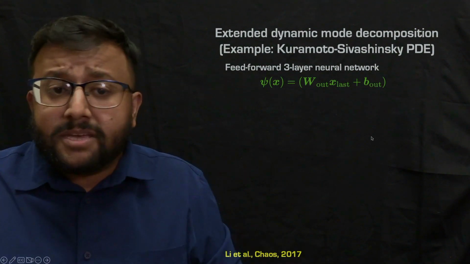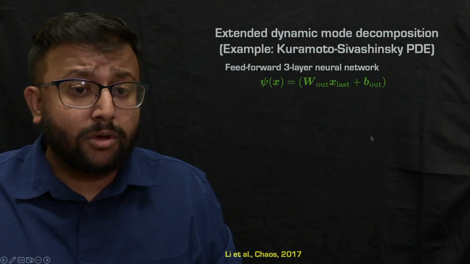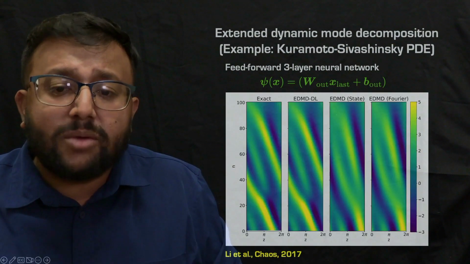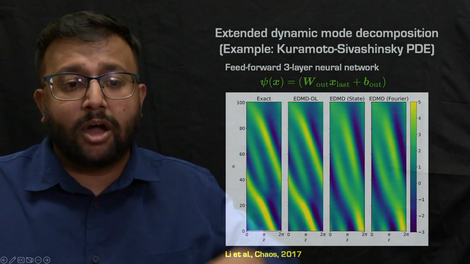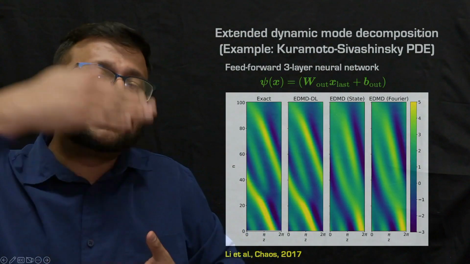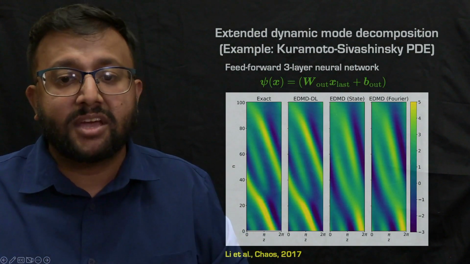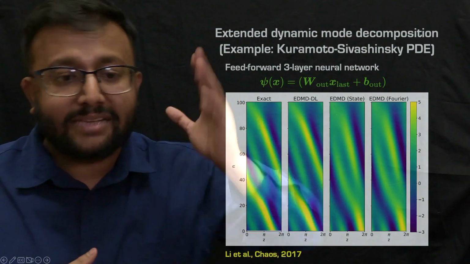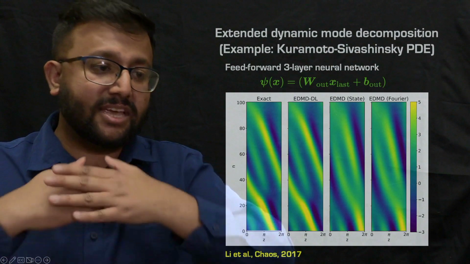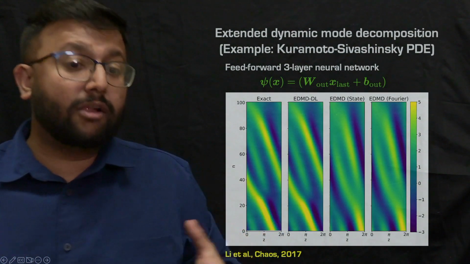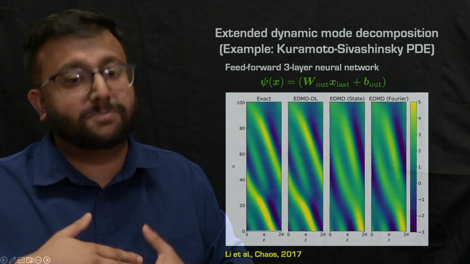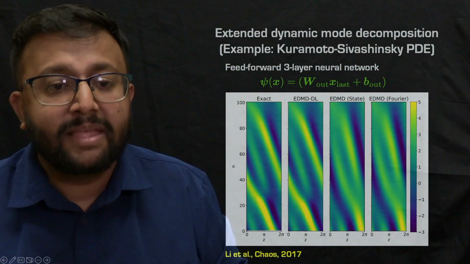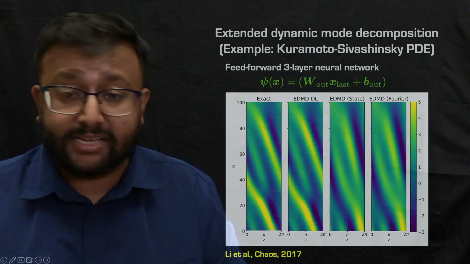So we can perform this on a Kuramoto-Sivashinsky PDE, and what I'm showing here on the left is just the exact evolution of this PDE in time. The y-axis is time, the z-axis is the PDE variable. You could think of this as being velocity. So there is some propagation of this velocity in time, and that's the exact construction.